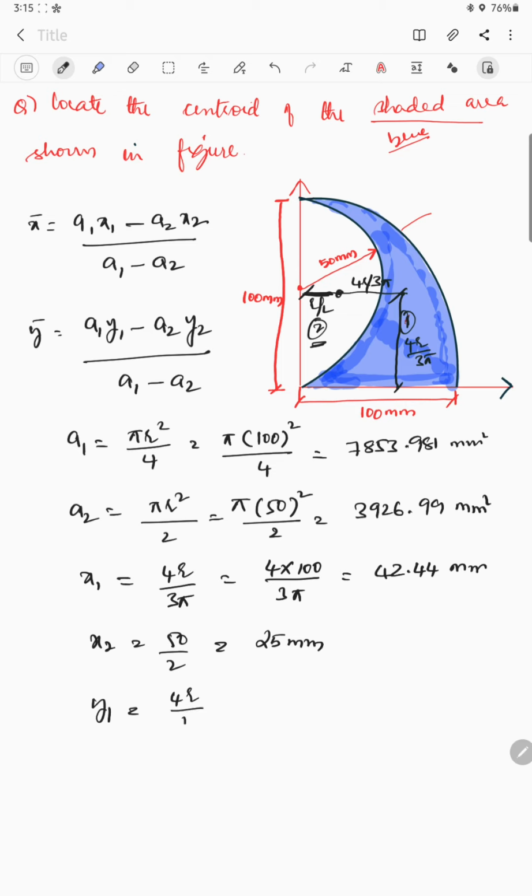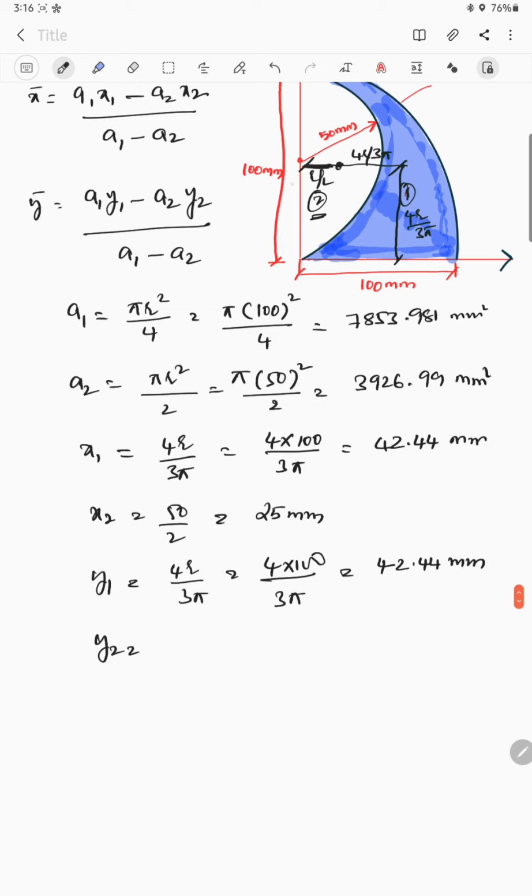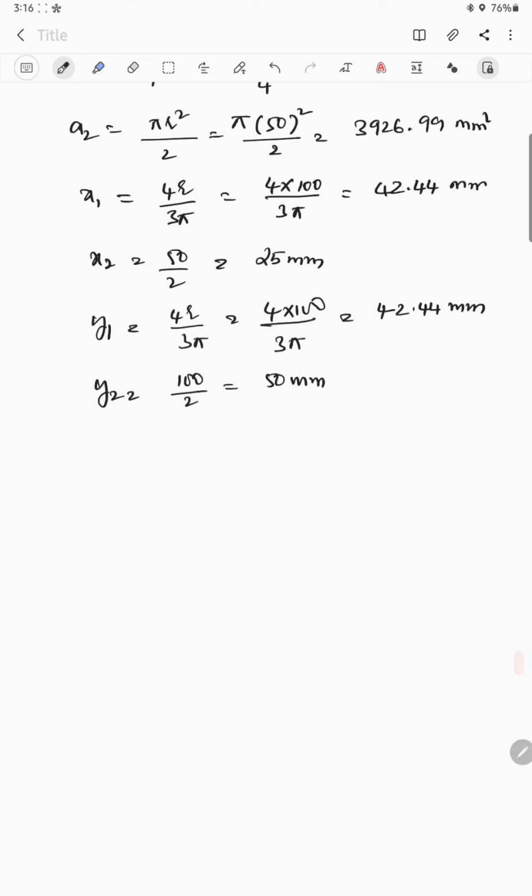y1 is equal to again 4r by 3 pi, which is equal to 4 into 100 whole divided by 3 pi, which is equal to 42.44 mm, the same value as x1. Next is y2. What will be this distance? Yes, total is 100, so 100 by 2 is equal to 50 mm. So we got the values of a1, a2, x1, x2, y1, y2.